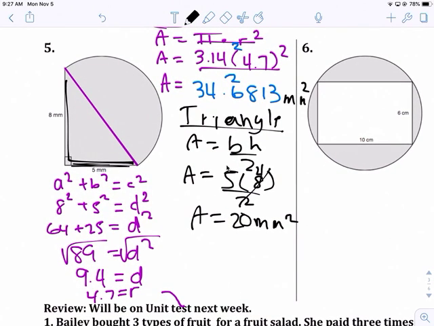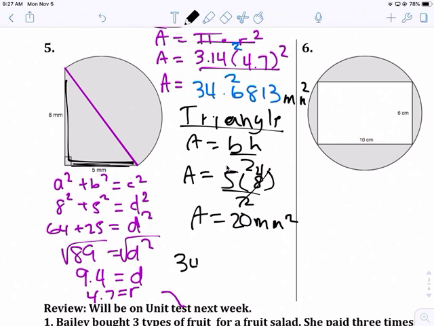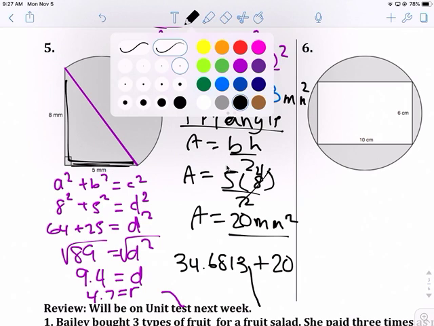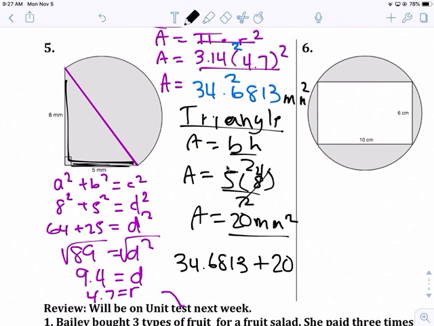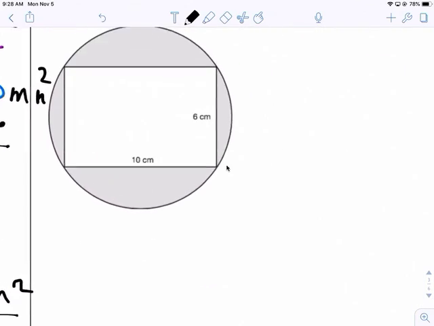Then you add them because there's no white spot. Okay, 34.6813, add this 20. You get 54. Total area, and instead of writing total area each time, you can just put the symbol A with a little t, equals the total area. Shaded region equals 54.6813. Number 6. Okay, you guys try number 6.